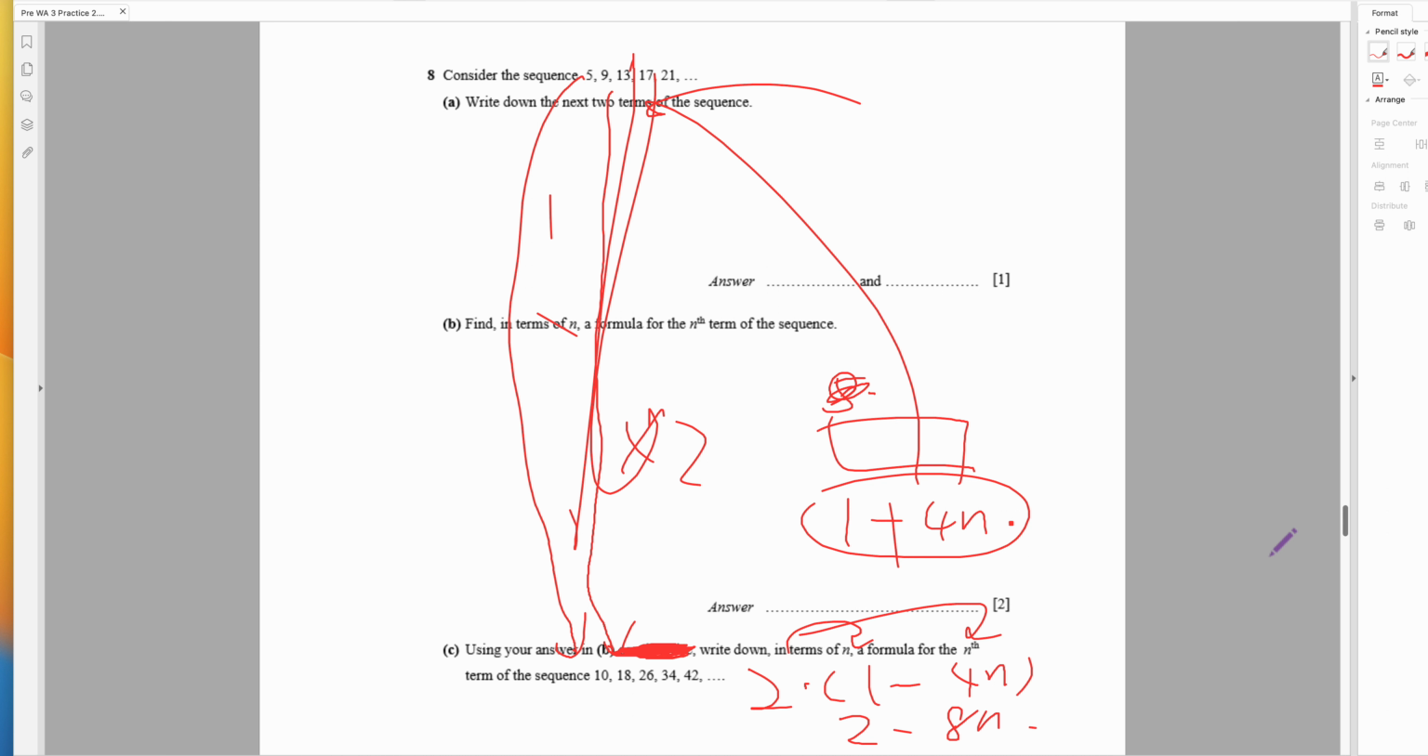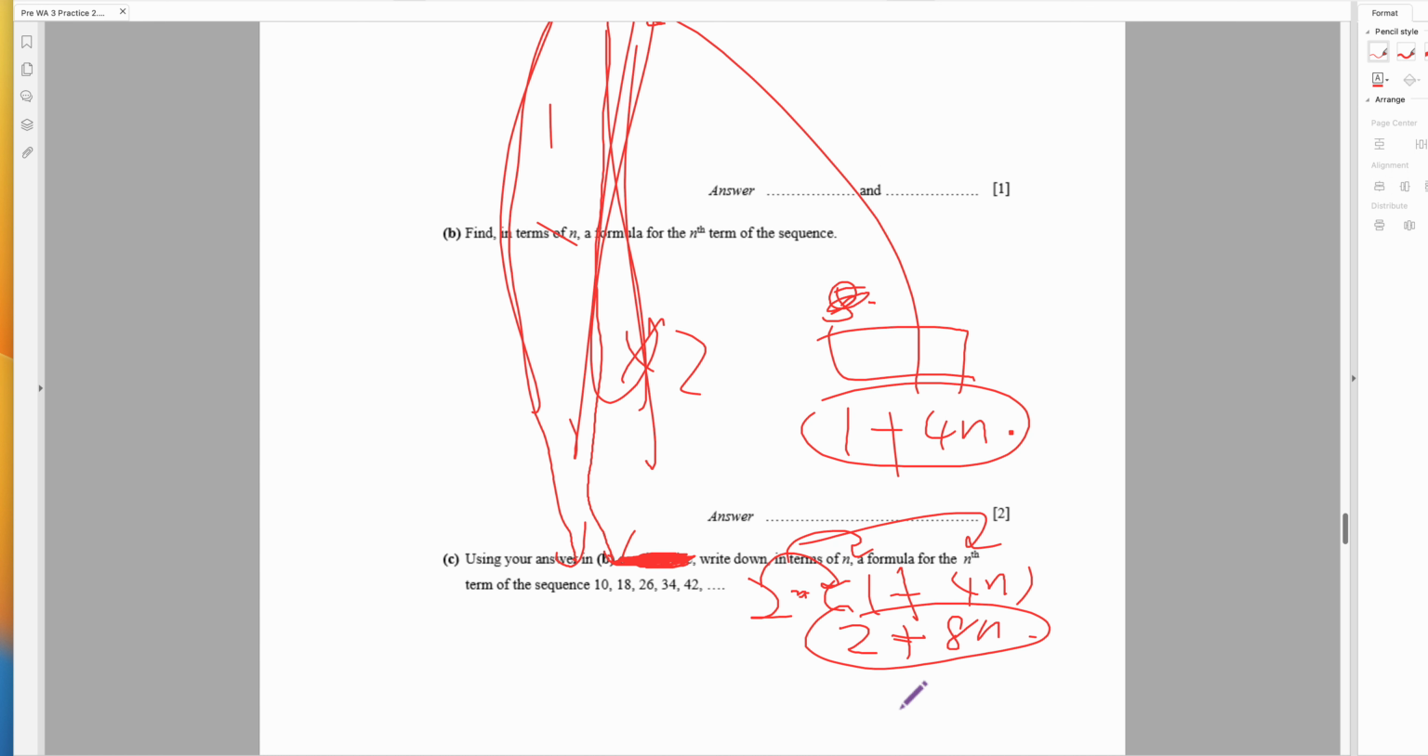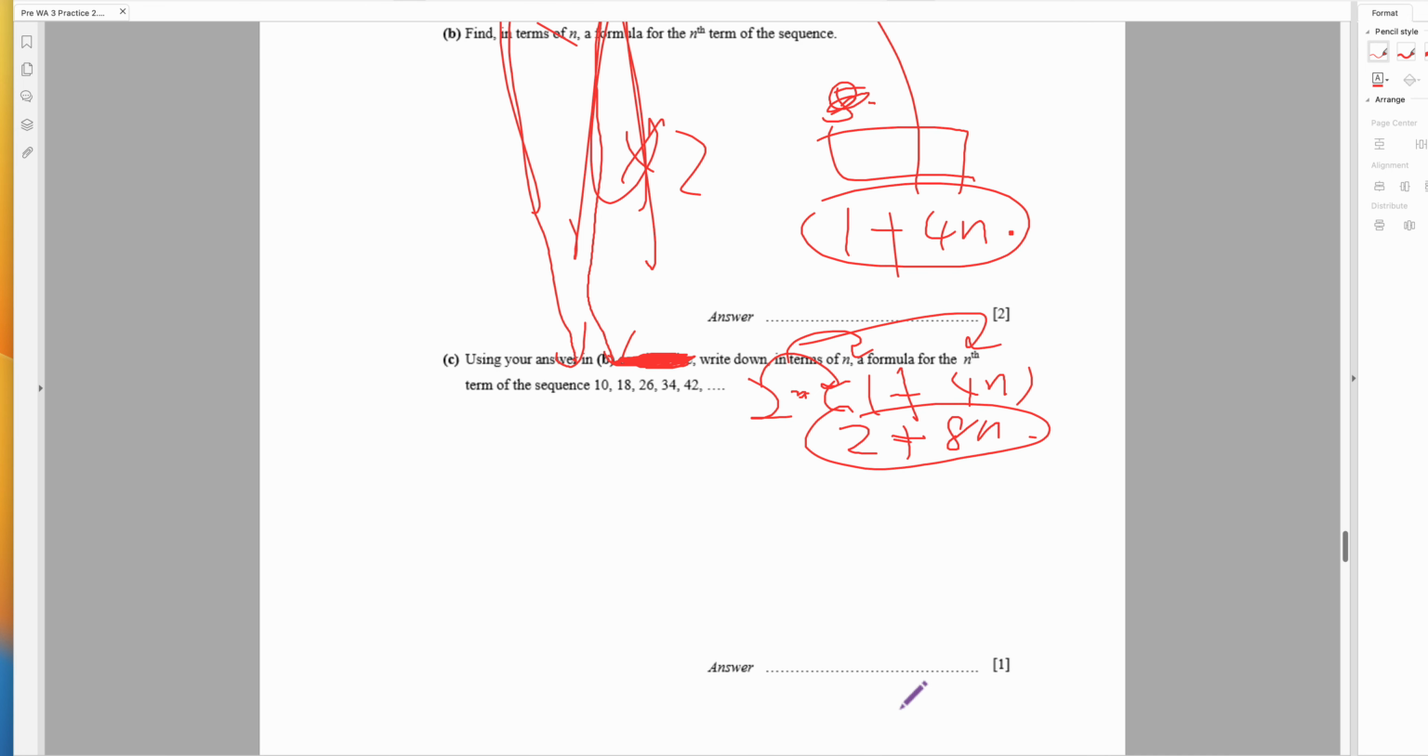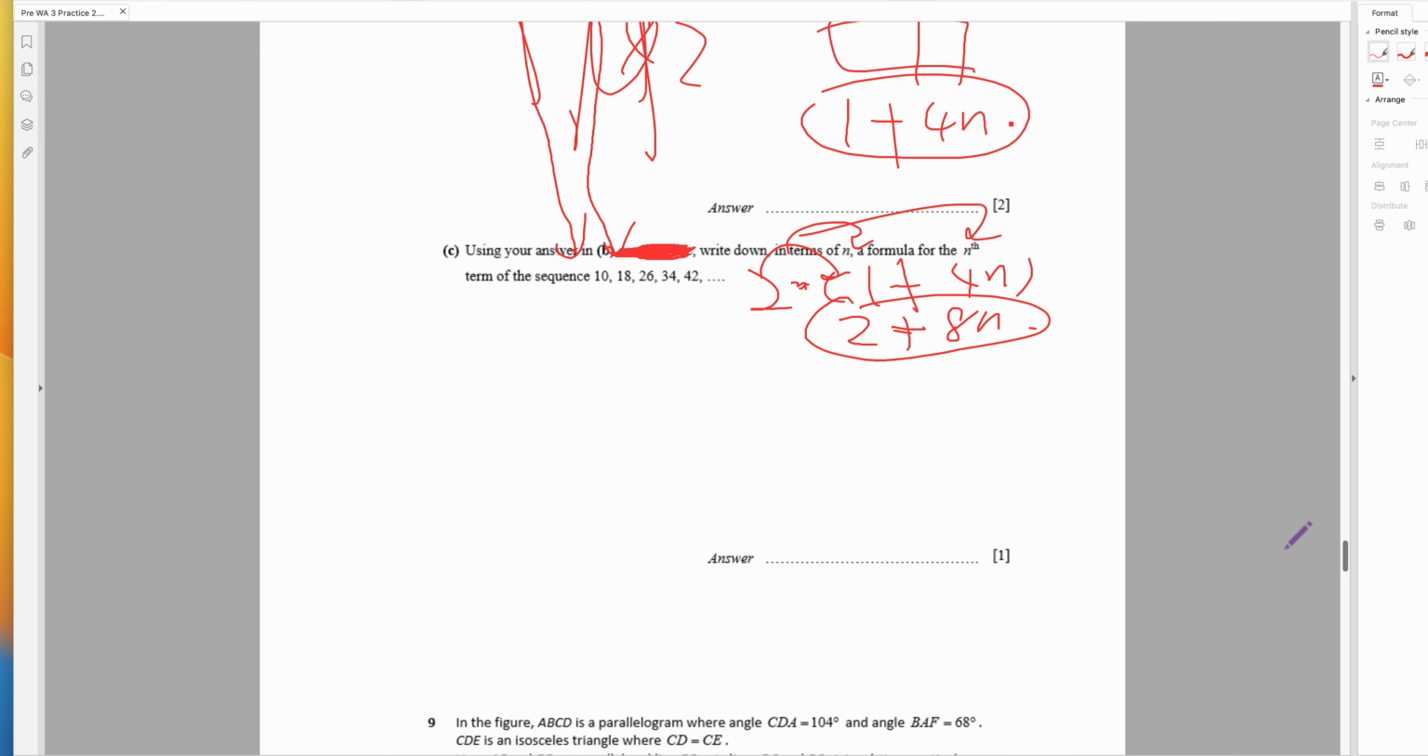So what was the final answer? 1 plus 4n. Okay, good. So 1 plus 4n. Therefore, you see that this is times 2, times 2, times 2, so that means times 2. Then you open the bracket, and that's why you get 2 plus 8n, which is the formula. So this is another type of question they can ask you. Okay, last one.